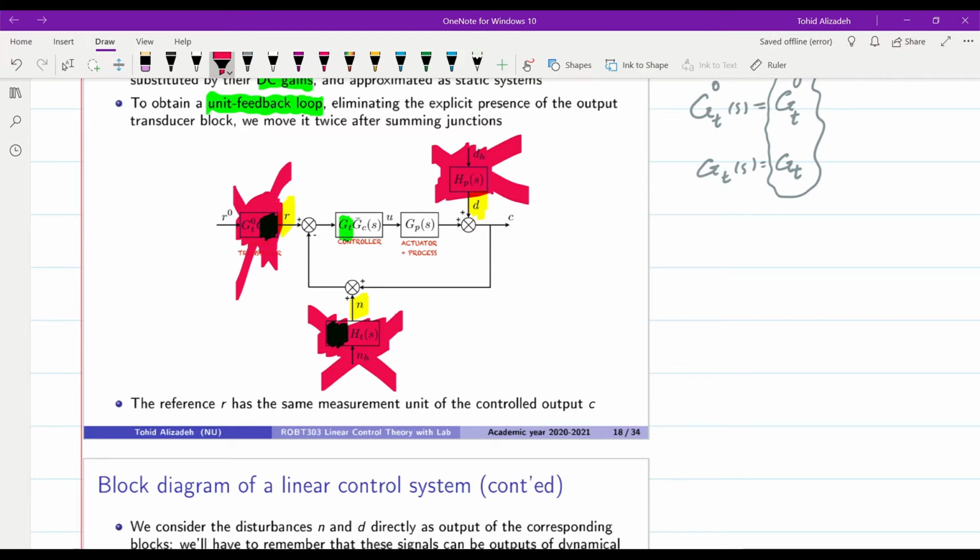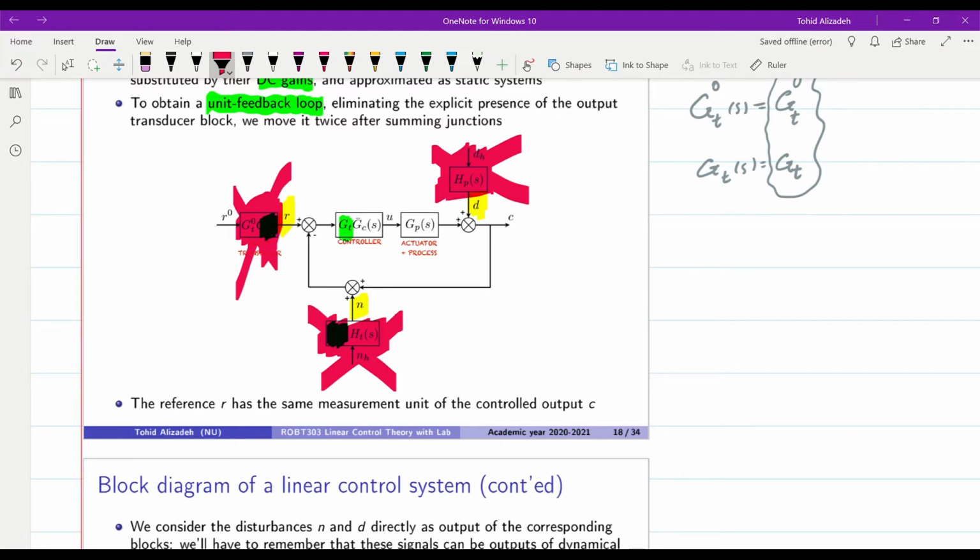We just do one more step over here, by swapping the position of these two summing points. Okay, so if we do so, the noise signal will be considered to be applied after the reference point, but it will not change the behavior of the system. It will be indeed the same system, because we can obviously swap the position of the summing points.